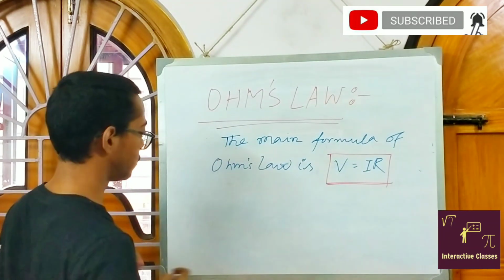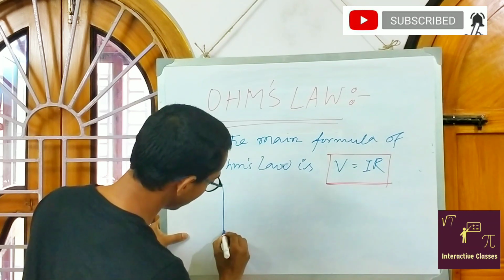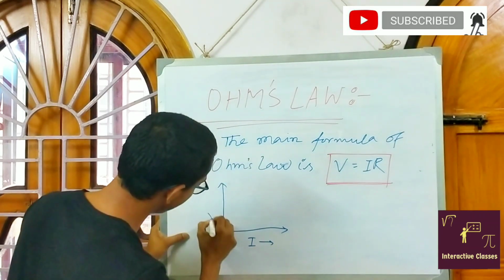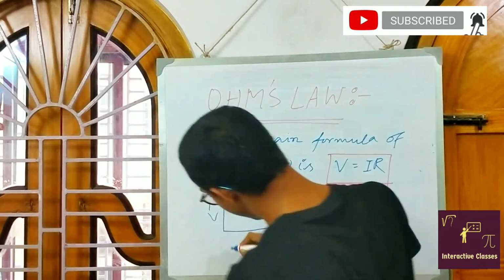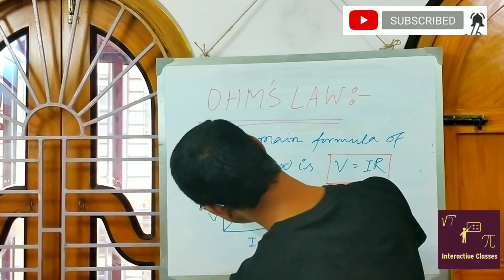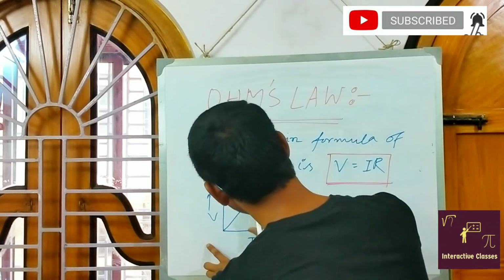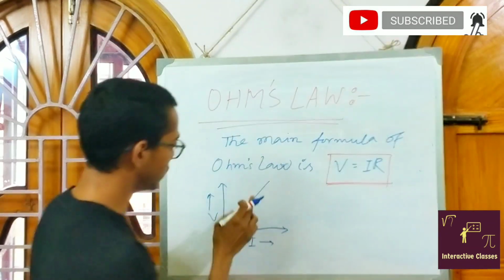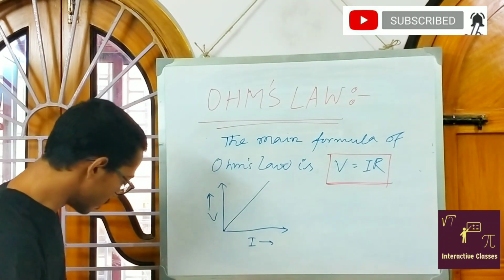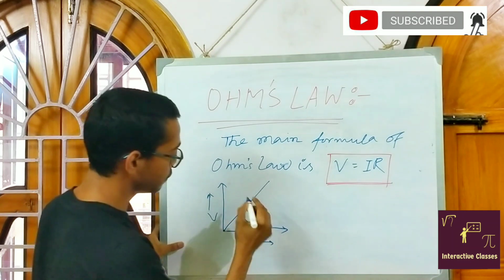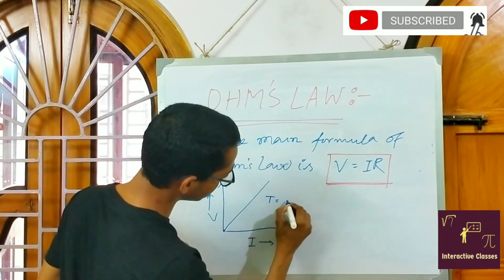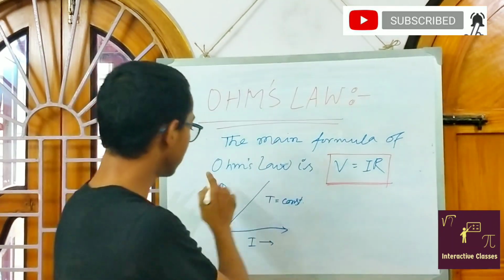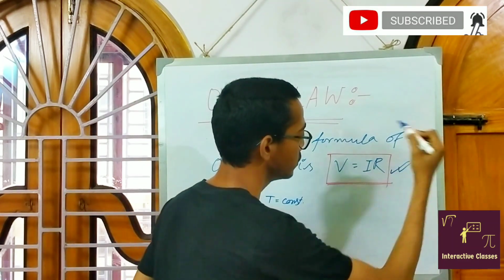Now if we plot the graph between the voltage and current flowing through the circuit, this is the current I, voltage V. It varies like this. This is a straight line. Let me draw it more clearly. It varies linearly. But as I have told you, this is only valid when temperature T is constant. Only then this graph and this formula are valid.